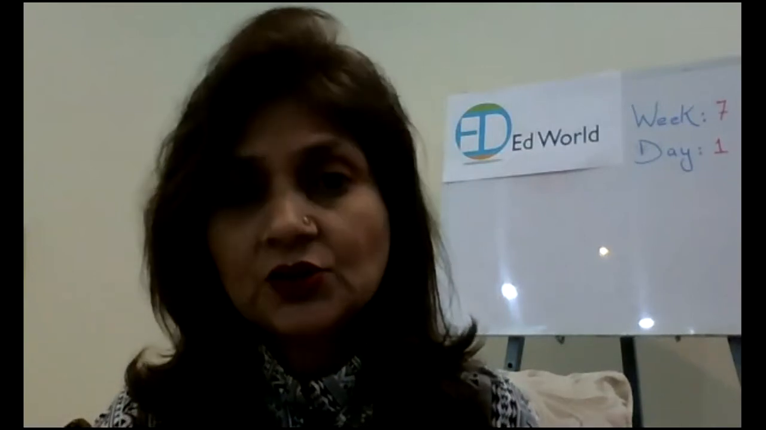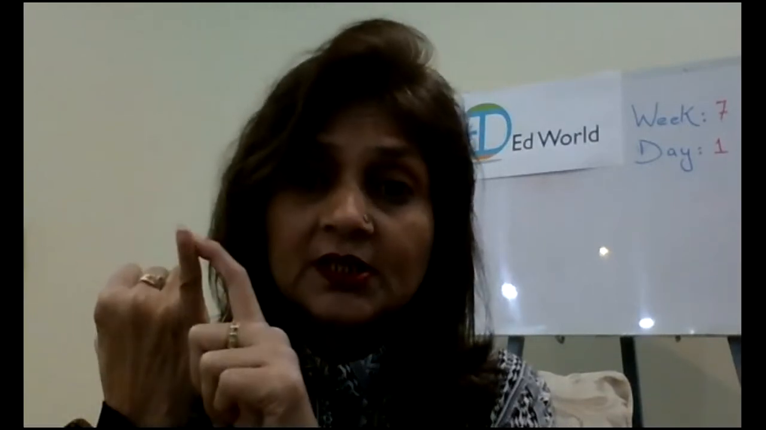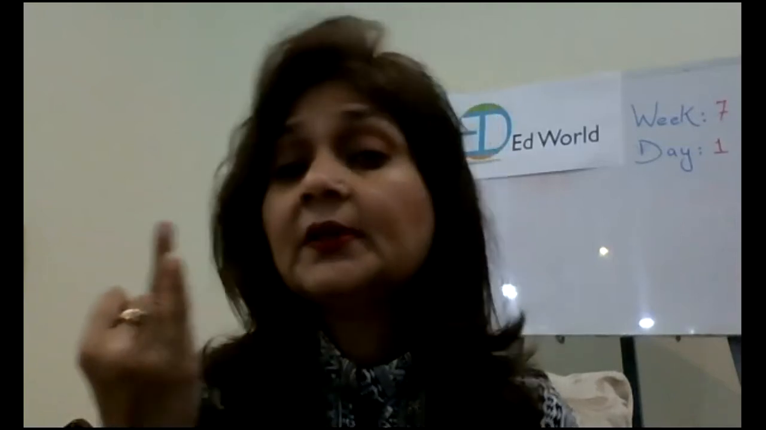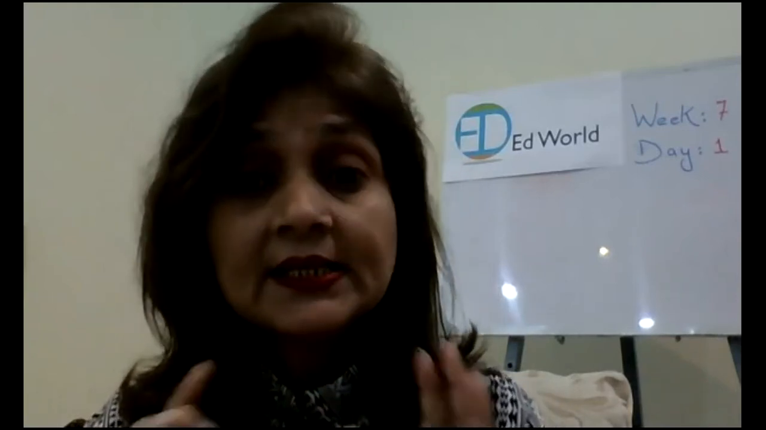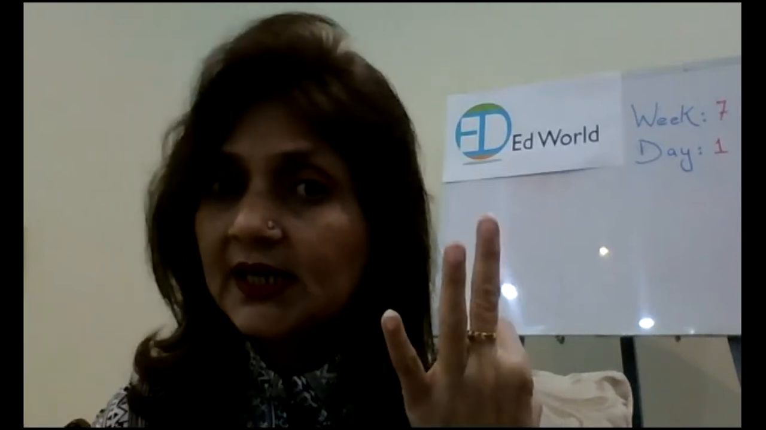Okay. Now I want you children to draw a plant in your notebook. Draw a plant and label its parts and then write one sentence about that plant. So there are three tasks that you are going to do. First, you have to draw a plant. Second, you have to label the parts of a plant. And the third one is you have to write one sentence about that plant. So three tasks: draw, label, and write.